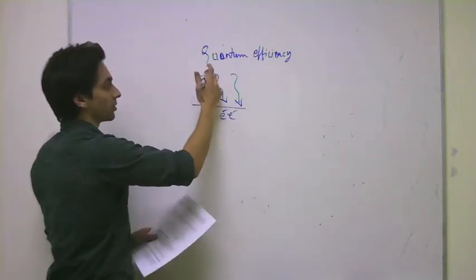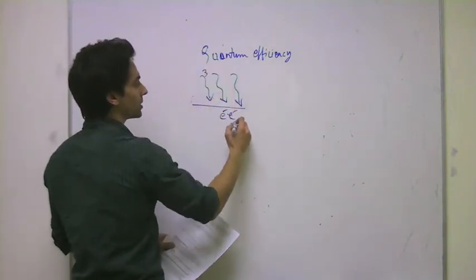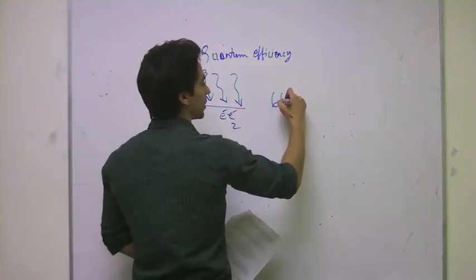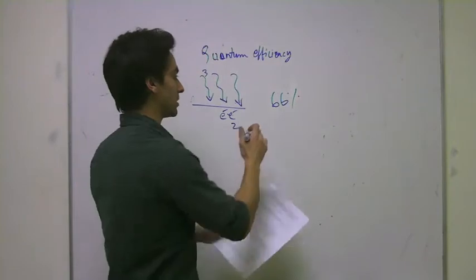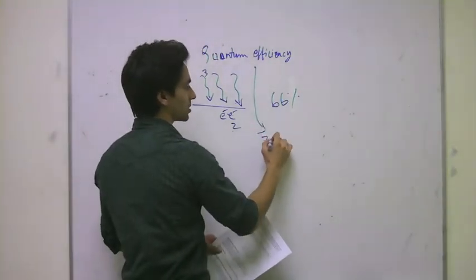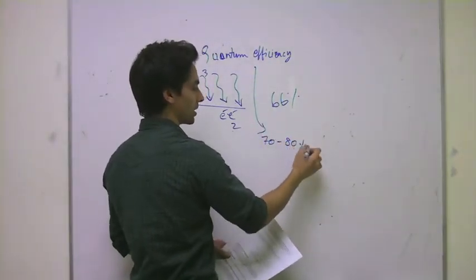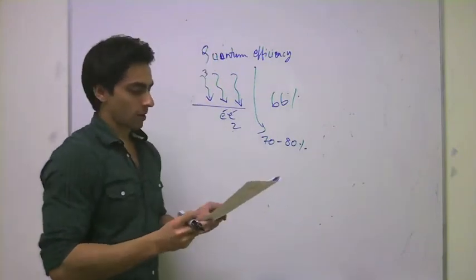So for example, 3 photons could only eject 2 electrons. That would indicate a quantum efficiency of 66%, okay. So normally this quantum efficiency ranges between 70 to 80% in CCDs, okay.